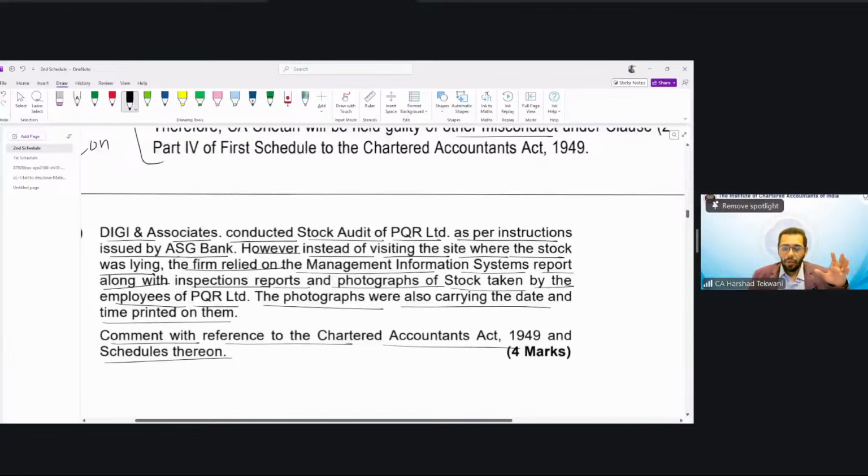Now tell me, what is your opinion in this particular scenario? Do you think the firm is guilty of either professional misconduct or other misconduct, or not? Because they have photographs carrying the date and time printed. These photographs are of stock maintained by PQR Limited, and they were supposed to perform the stock audit. So take a minute, read the question and tell me your answer.